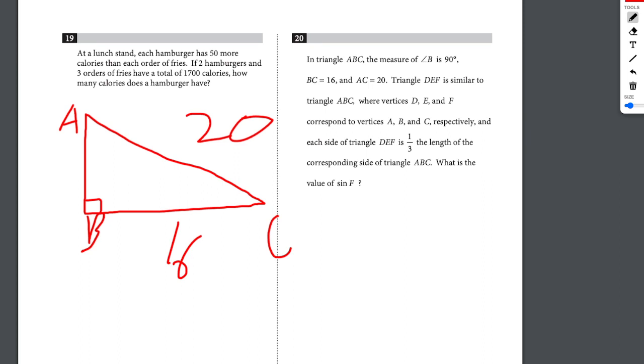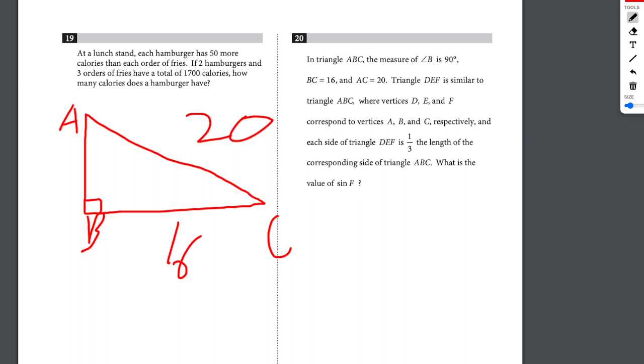Triangle DEF is similar to triangle ABC. So I'll make that one right over here. And I think it's saying vertices DEF correspond to vertices ABC respectively. And the side of triangle DEF is 1/3 the length of the corresponding side of triangle ABC, which means DEF is smaller than ABC. What is the value of sine F? Okay.